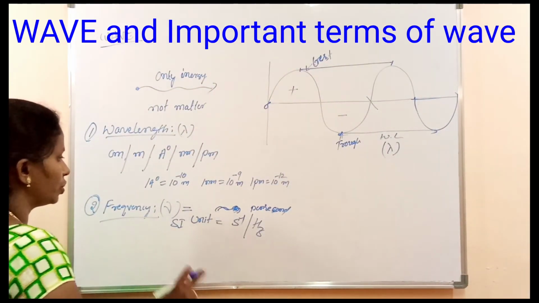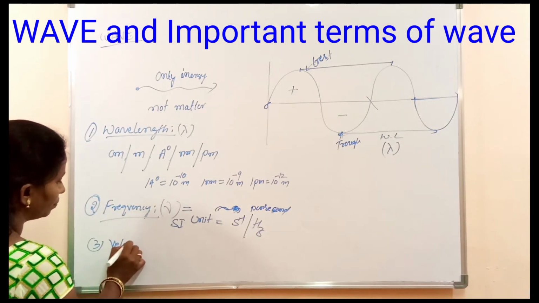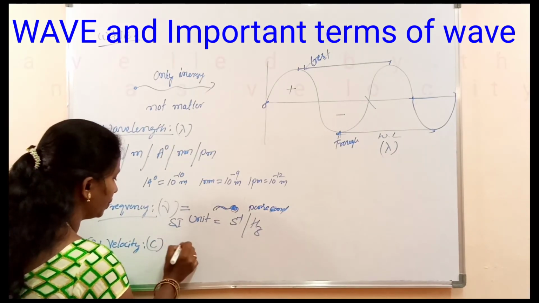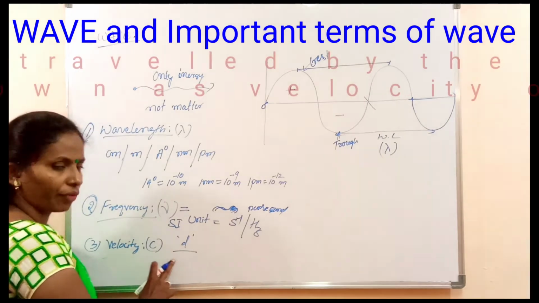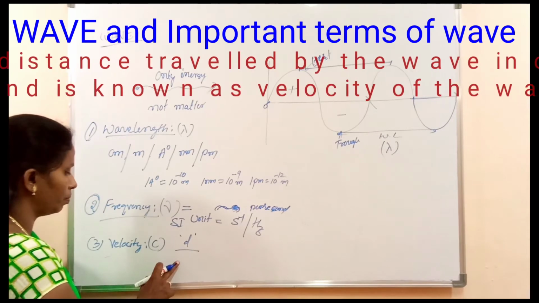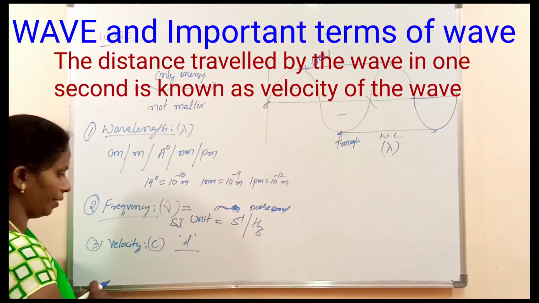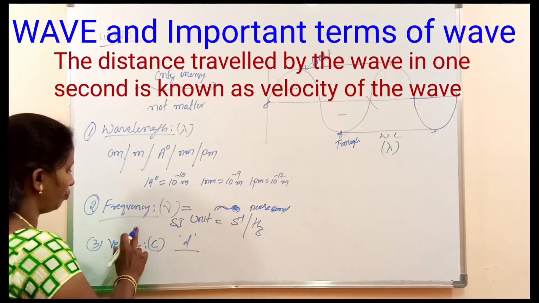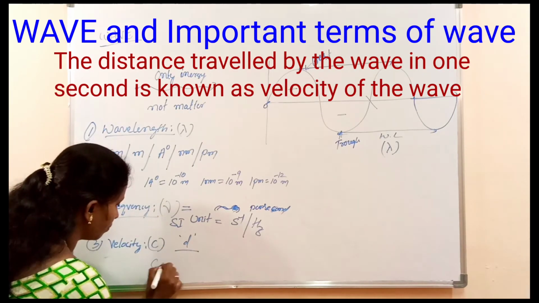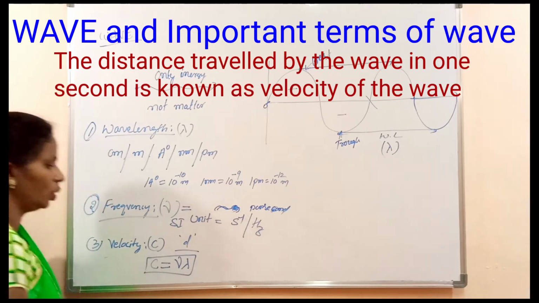Okay, next is velocity. The symbol is c. The distance traveled by a wave in 1 second is called velocity. Distance per unit time is called velocity. For a particular wave with wavelength lambda and frequency nu, c is given by nu into lambda.